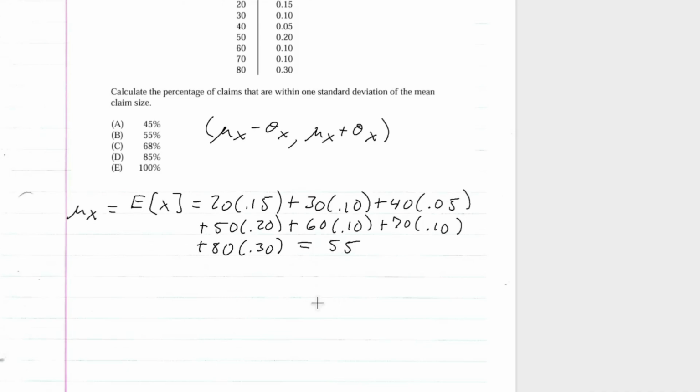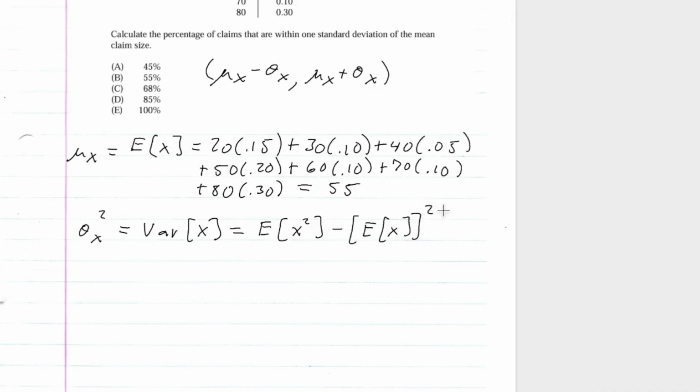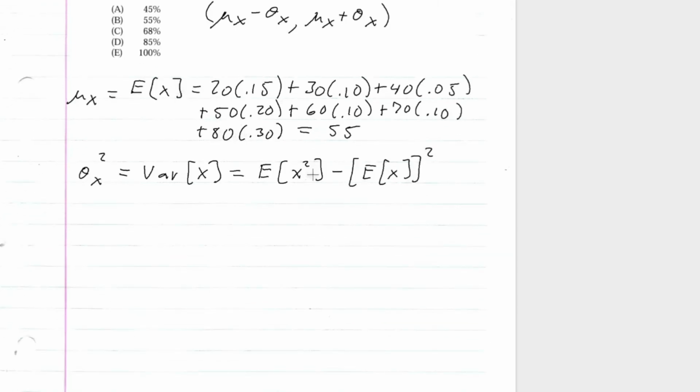Now we have to find the standard deviation. The way we can do that first is to find the variance, right? So the variance of x is written like this, but it's also this. And we know the variance of x is equal to the expected value of x squared minus the expected value of x, squared. Okay, so of course that means we have to find the expected value of x squared.